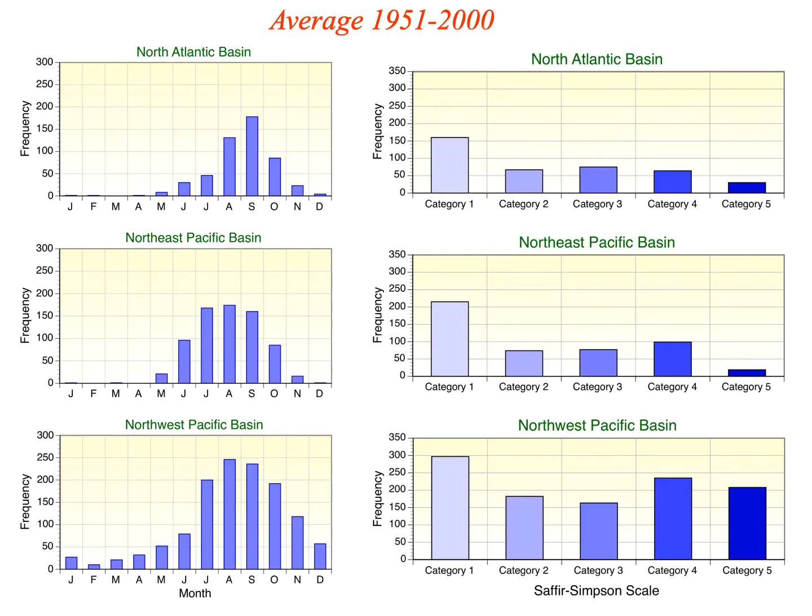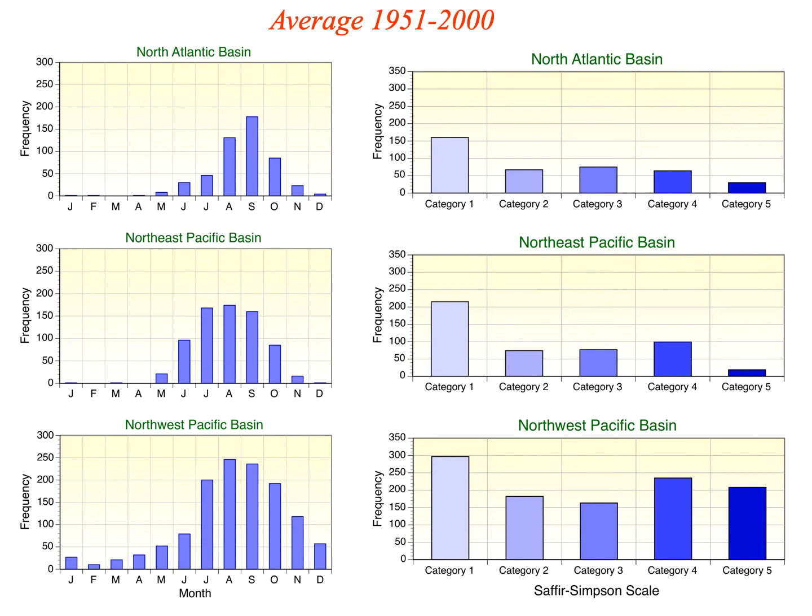So when do they occur? These graphs show us the peak season for the North Atlantic Basin, the Northeast Pacific Basin, and the Northwest Pacific Basin. September for the North Atlantic, about August for the Northeast Pacific Basin, and once again August for the Northwest Pacific Basin.